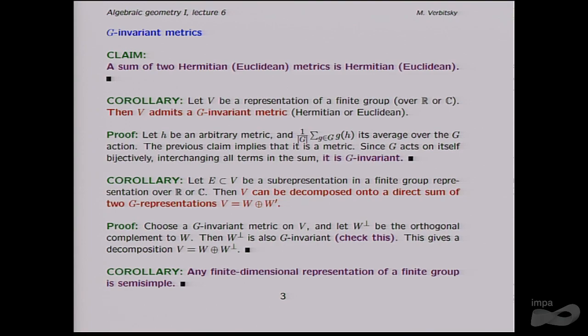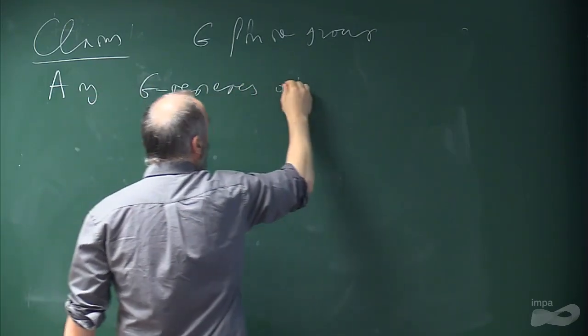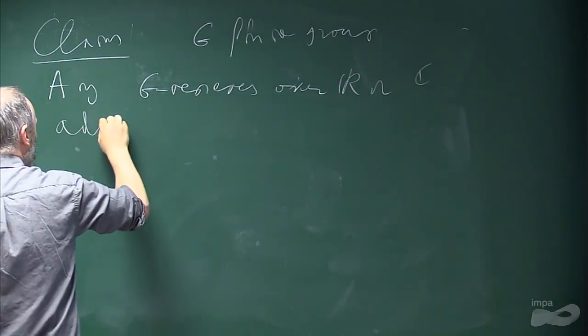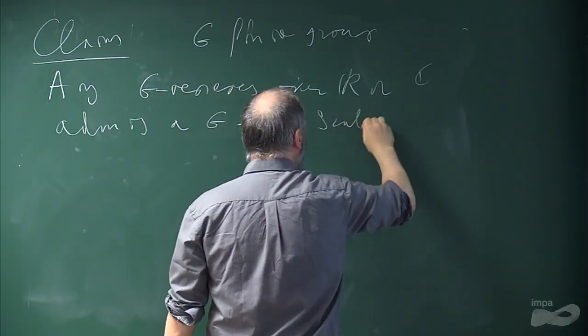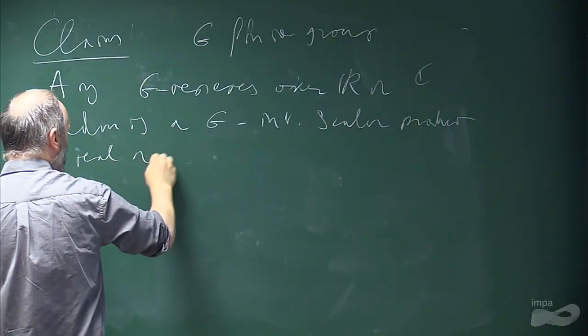So corollary, or it's just because the sum of two Hermitian is Hermitian, and then there are many of them. So let's call it a claim. Claim: let G be a finite group. Any G representation over R or C admits a G-invariant scalar product, real or Hermitian.